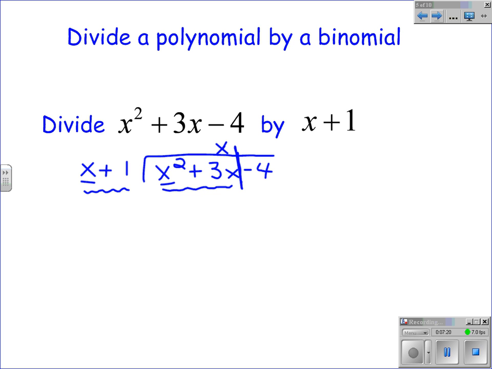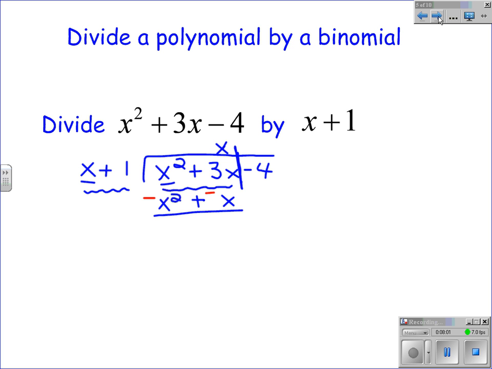And now you have to multiply that term that you wrote up in the quotient times your binomial to see what you are left with here. So x times x gives you x squared. And what's x times 1? x. And then we have to subtract this just like we do in normal long division. I have to subtract the entire polynomial from the one up above. So I did x times 1 gives me positive x, but I use my red pen to show that I'm subtracting that entire polynomial.